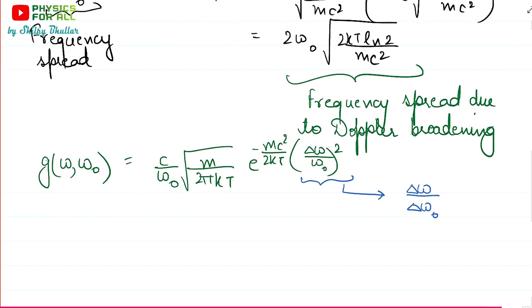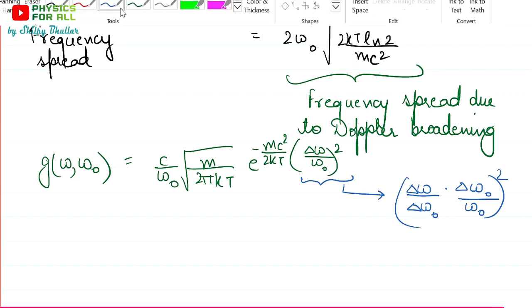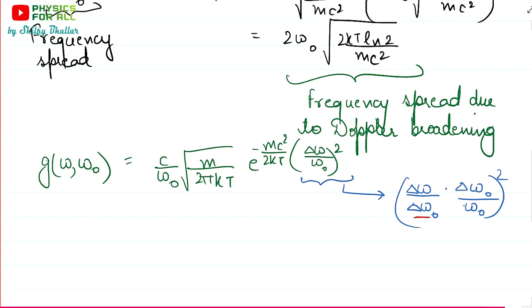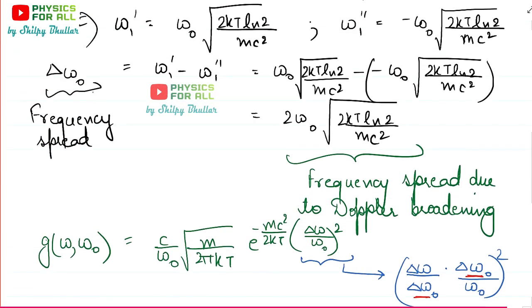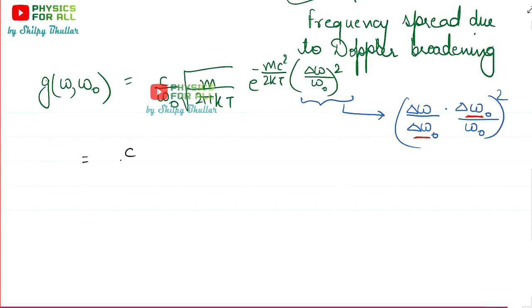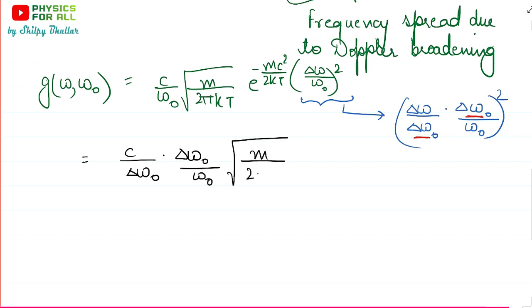So here I'm going to make this change because I know the value of delta omega naught and not delta omega. So just multiply and divide by delta omega naught, and keep the rest as it is. Here you can see that we have introduced this new term; the rest of the terms are the same. So let's write down. We get C upon omega naught. Again, I don't know the value of omega naught, I only know the value of delta omega naught, so here also I have to introduce something. So again I'm multiplying and dividing by delta omega naught, and the rest of the terms as they are.